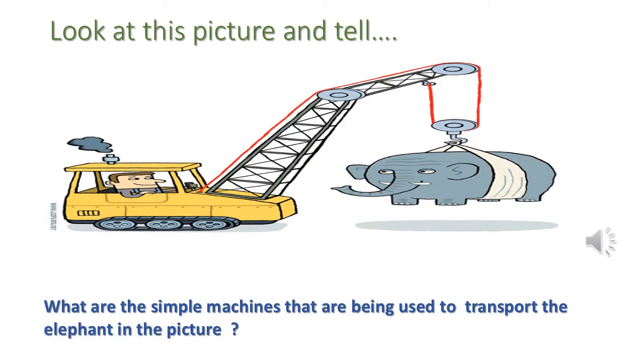What are the simple machines that are being used to transport the elephant in the picture?